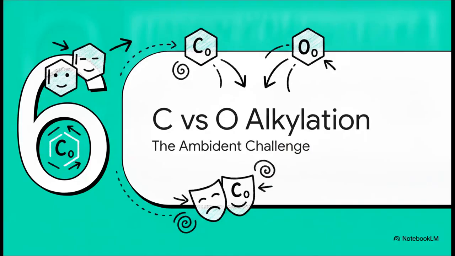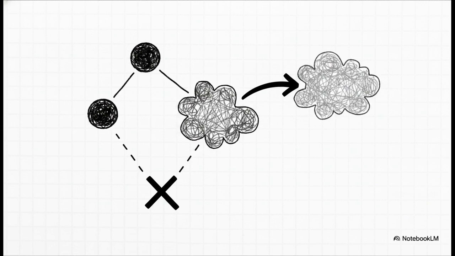Which leads us nicely into Section 6, Carbon versus Oxygen Alkylation, the ambident challenge. Now remember our main goal here. We want to make carbon-carbon bonds. So we obviously want the reaction to happen at the carbon. To force this, we rely on the hard-soft acid-base principle. On our enolate, the oxygen is small and dense with charge. It's what we call a hard site. The carbon, however, is larger and its charge is more diffuse, making it a soft site.